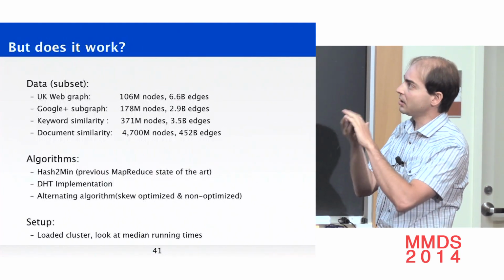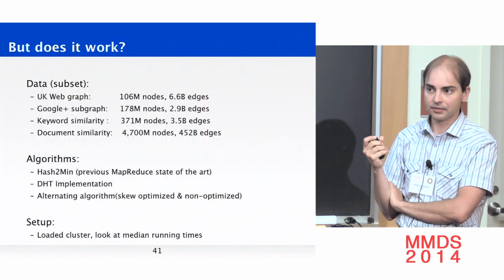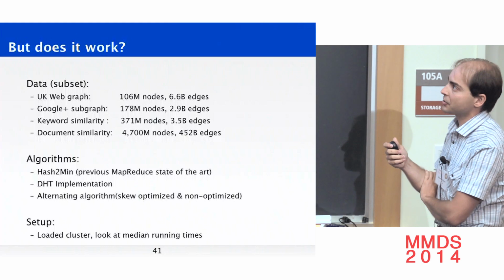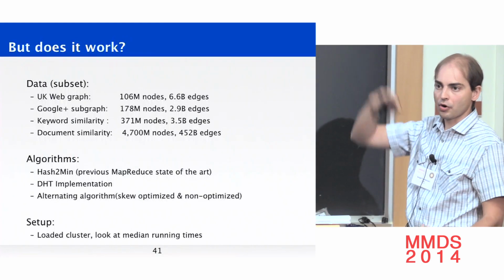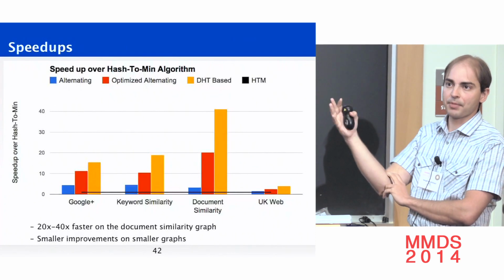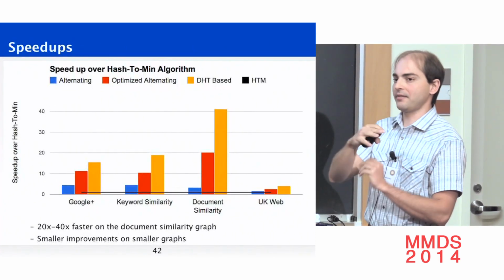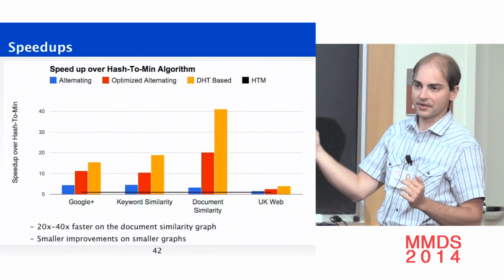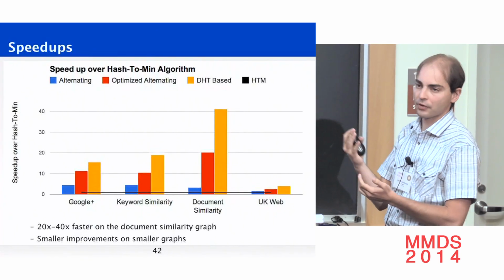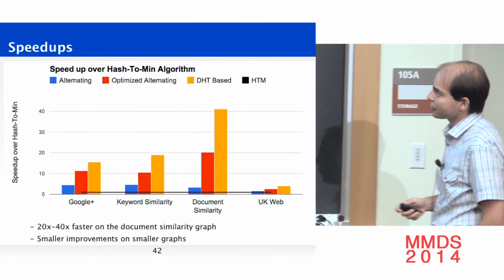We're going to compare the running time with respect to the hash-to-min state of the art that we had. And so what I'm going to talk to you about is speedups over the baseline. This is something that's independent of the number of machines that you have, how loaded your cluster is, and everything else. And we controlled for all of these as much as we could. So what do you see?